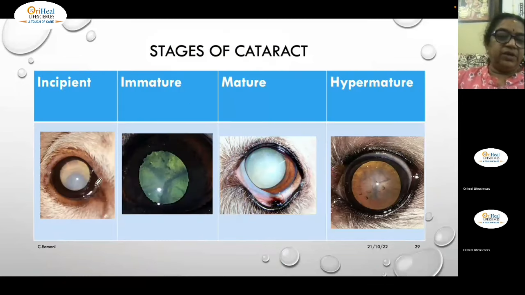And in the normal clinical setting, you will sometimes see a mild opacity on the lens like this, which is called the incipient cataract. If it is immature, this is how it will appear. In a mature lens, you will find a complete opacity. In a hypermature lens, you will find some resorption of the opacity. But the hypermature lens will normally be presented with a dilated pupil.